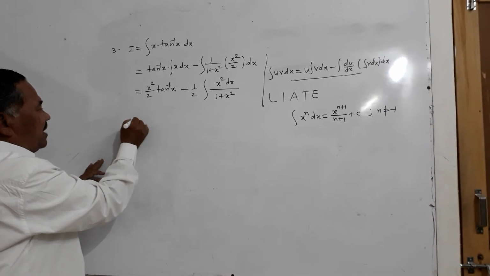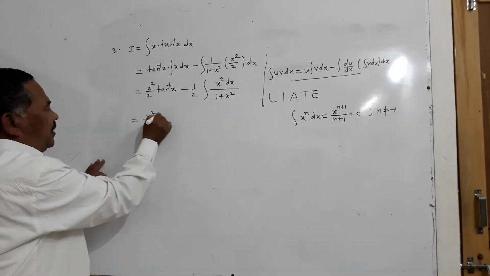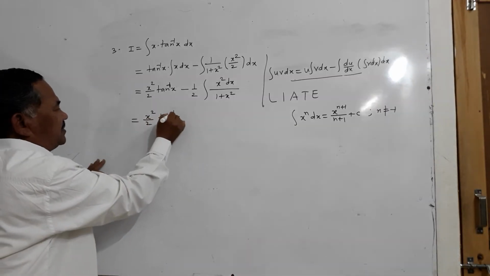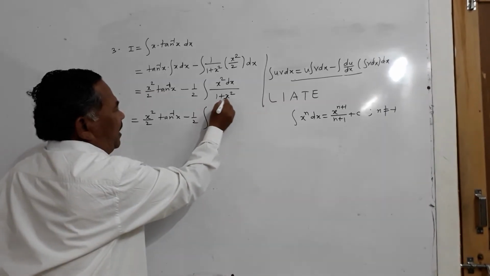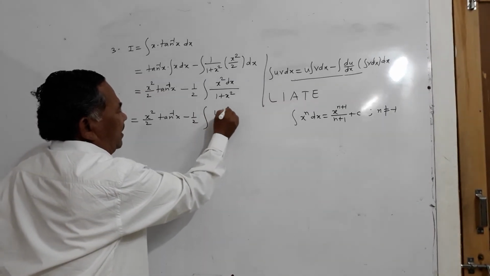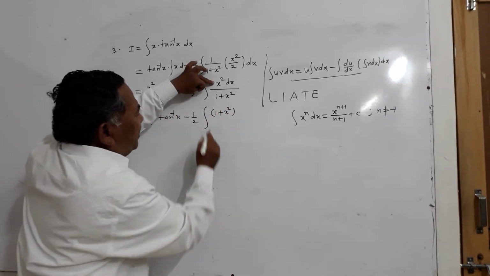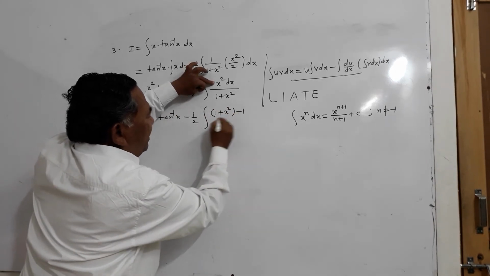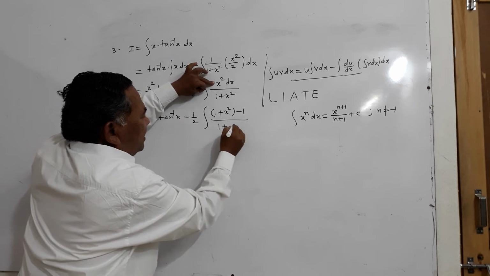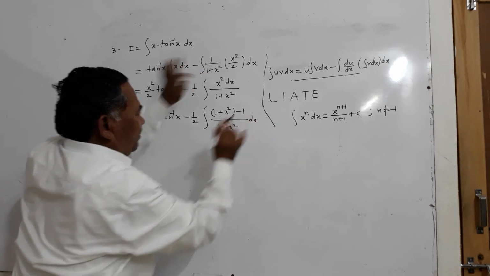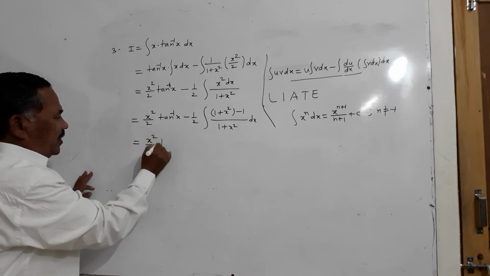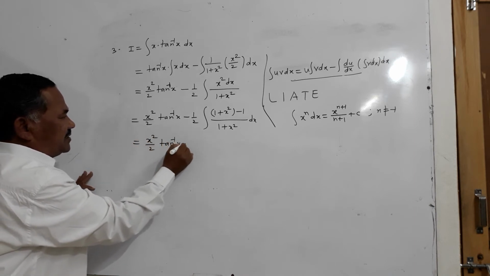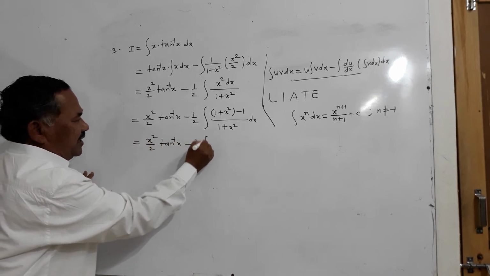If this type of example is present: x square divided by 2 into tan inverse of x, then minus 1/2 integral of. Then here we have to carry out an adjustment. Which part do we want? 1 plus x square. Already x square is present there, so this 1 we take additionally. Therefore minus 1 divided by 1 plus x square and into dx. Remember. Then this is equal to x square divided by 2 into tan inverse of x, then minus 1 half, then here in brackets.